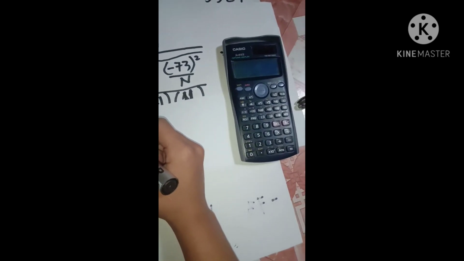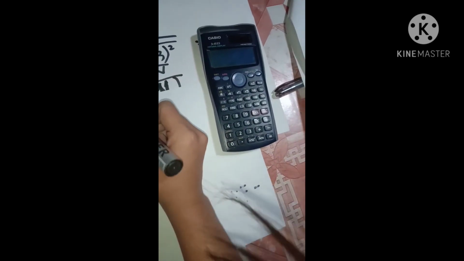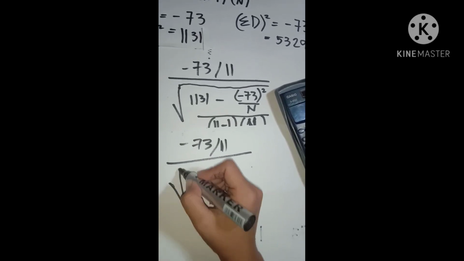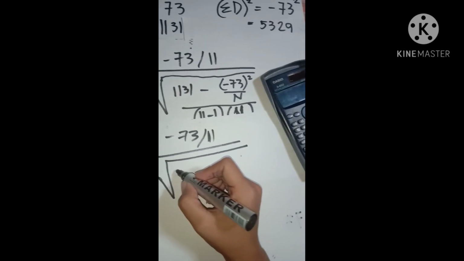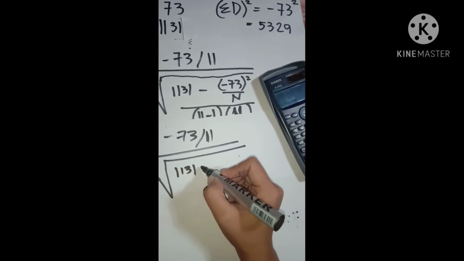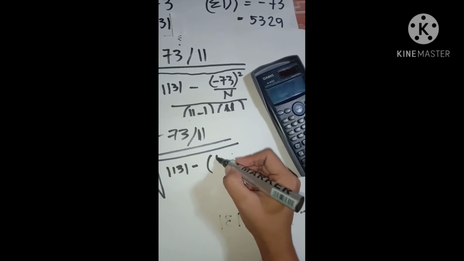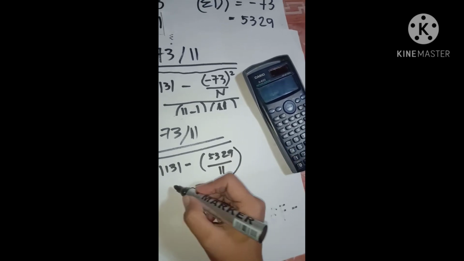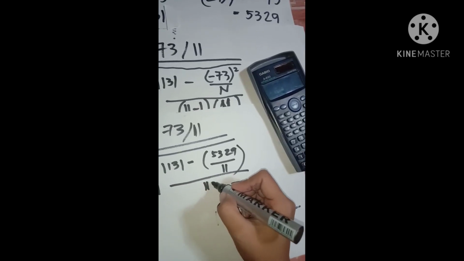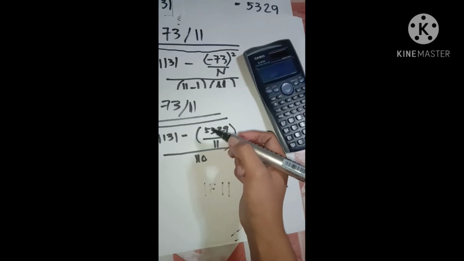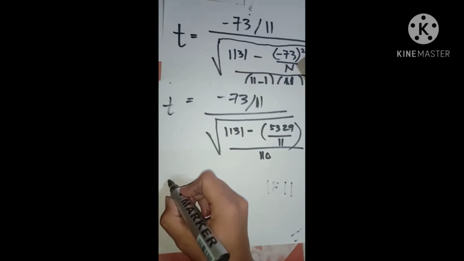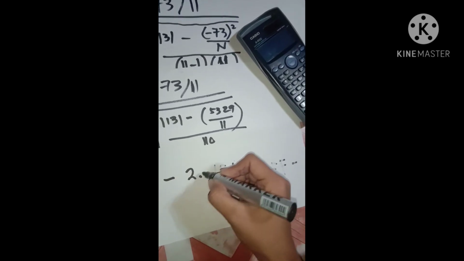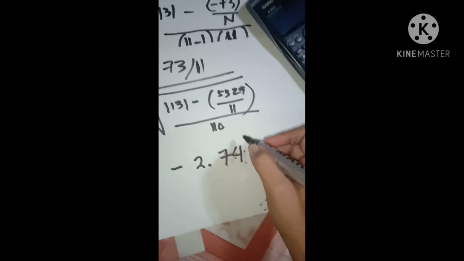Negative 73 over 11, divided by the square root of 1,131 minus 5,329 over 11, divided by 110, which is 10 times 11. So the answer is we got negative 2.74.